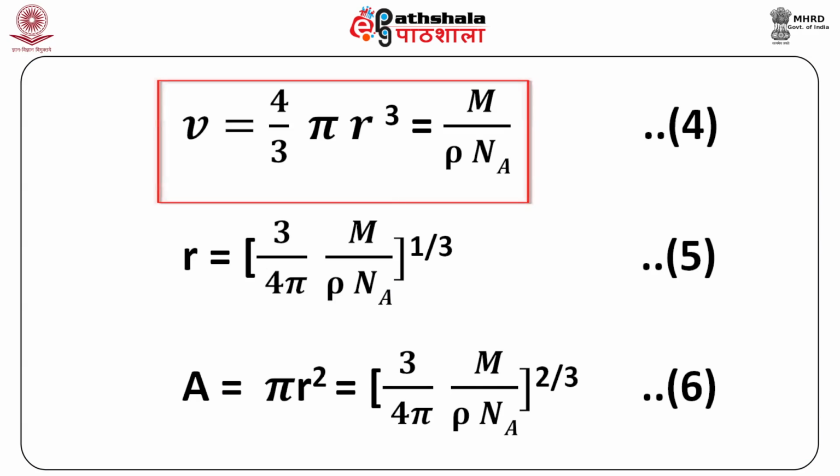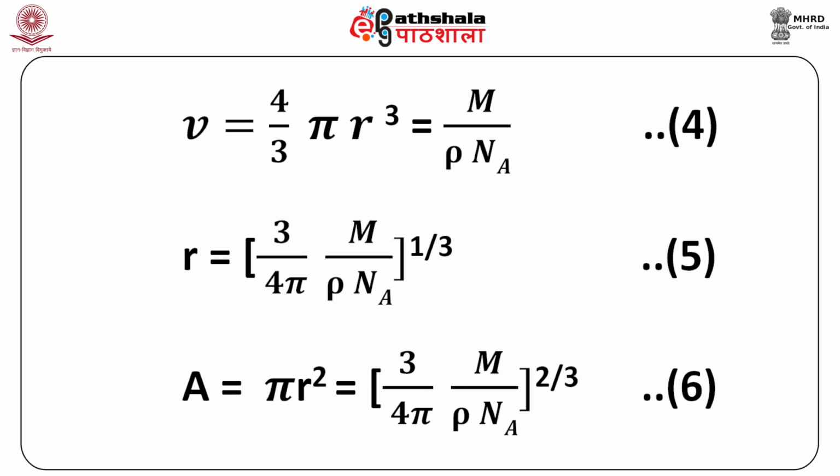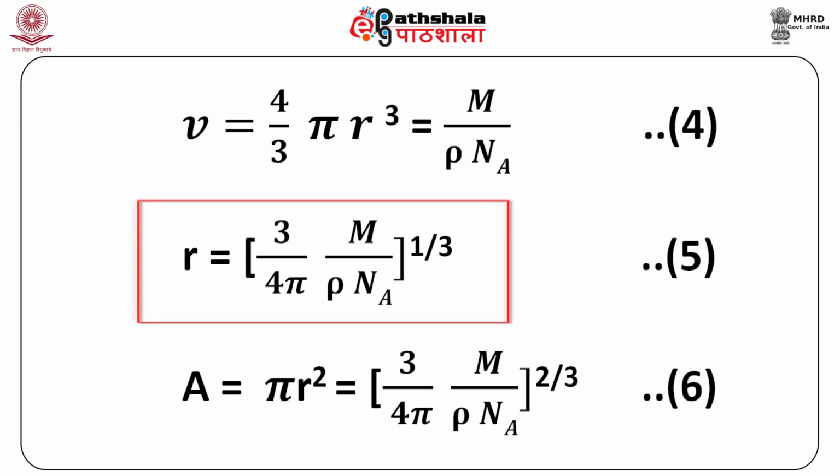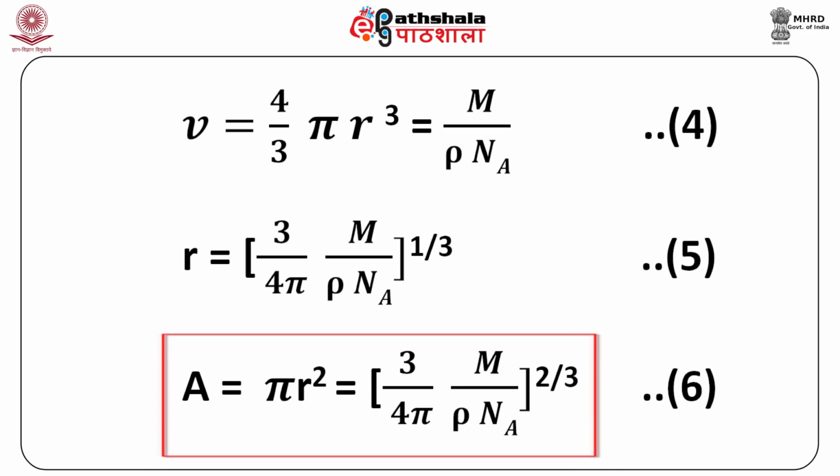If the molecule is assumed to be spherical with radius r, then V will be given by 4/3 π r³, which can be written as equal to m by ρ times Na as shown in equation 4. Or we can find the value of r as given by r equals (3/4π × m divided by ρ × Na) raised to the power 1/3 as shown in equation 5. Now, A will be given by A equals π r², which can be written as π × (3/4π × m divided by ρ × Na) raised to power 2/3 as shown in equation 6.